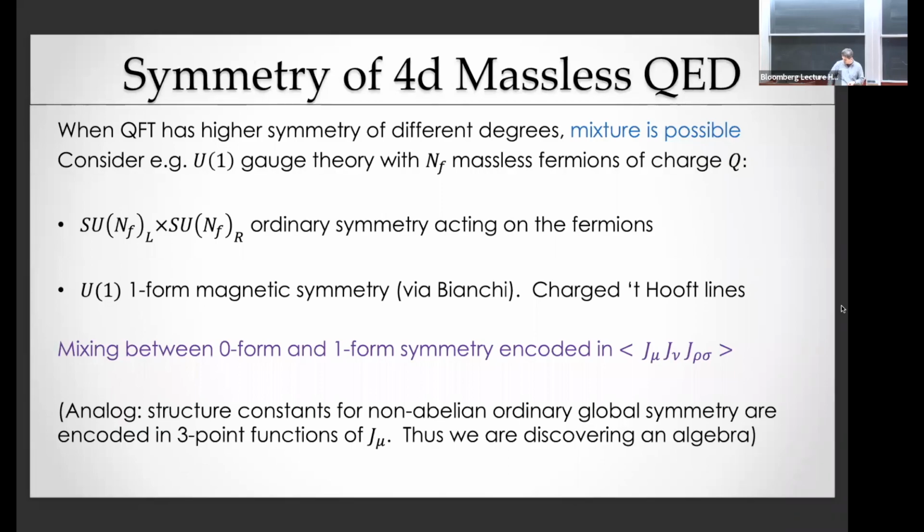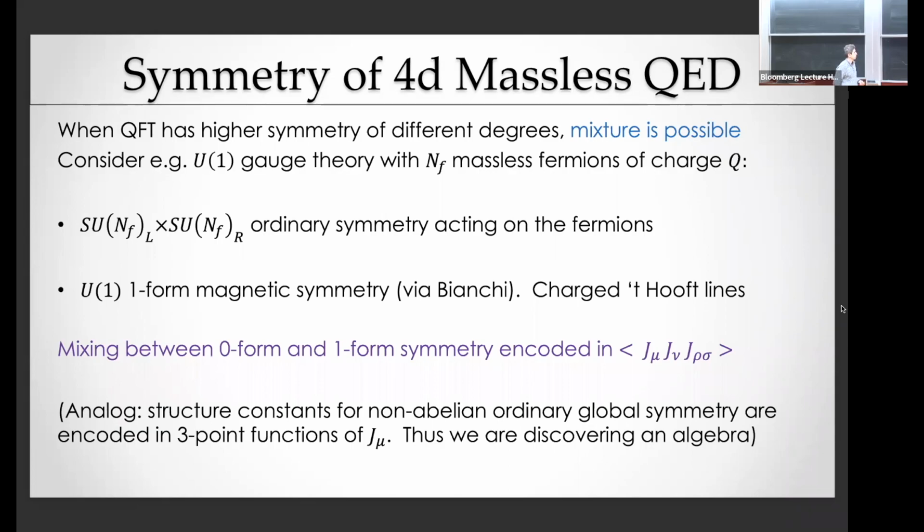So we have two obvious symmetries. We have this 0-form symmetry, the SU(N_f) left and SU(N_f) right. It's an ordinary symmetry that rotates the fermions. We get two of them because it's massless. And then we have a 1-form magnetic symmetry because there's no dynamical magnetic matter in this problem. We don't have the electric symmetry anymore because we have charged electric matter. And we can ask, are these symmetries factorized or are they mixed in some way? And the answer is that they are mixed. How can we find the mixing?